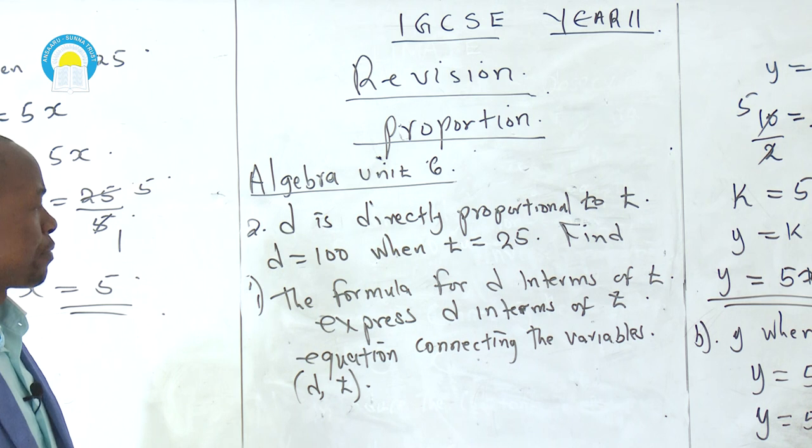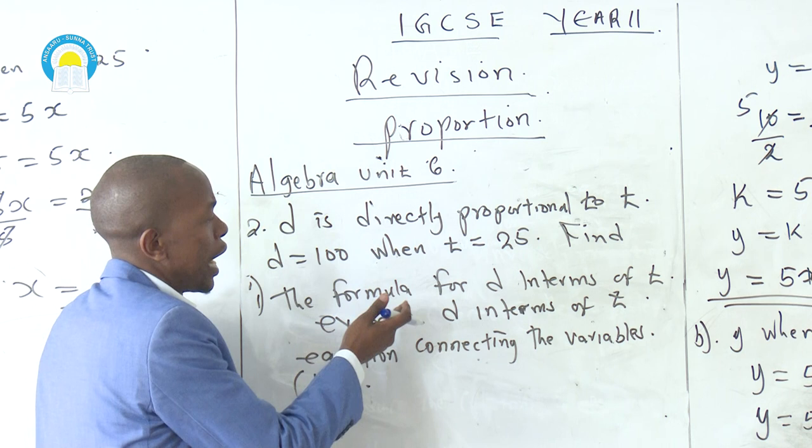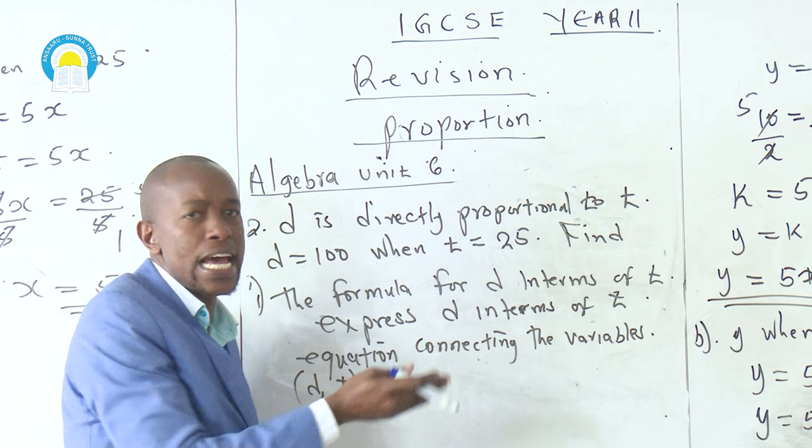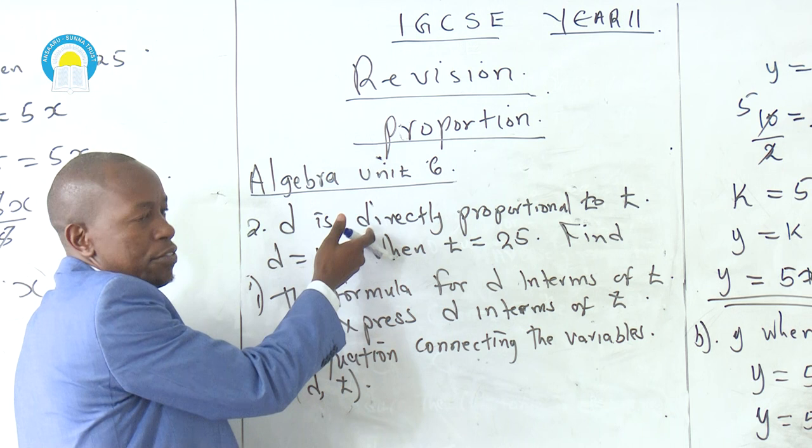Now, listen, my beloved student, don't confuse yourself. These three questions mean the same: the formula for D in terms of T, or express D in terms of T. Finally, the equation connecting the variables, that is D and T, in regards to what we have as the equation on the board.